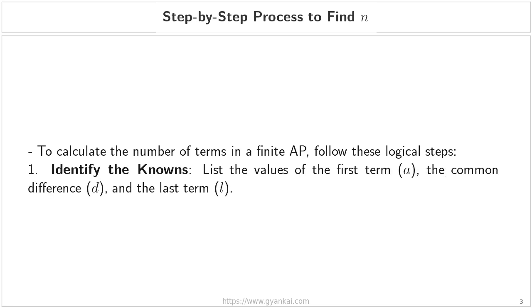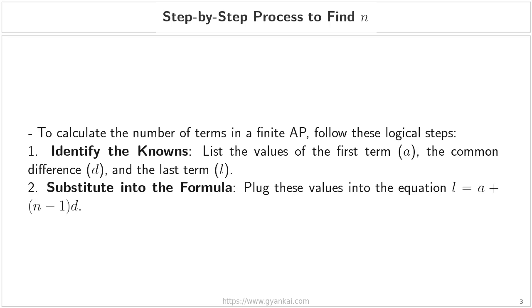First, you need to identify the knowns. Before you start any calculations, clearly list out the values you already have: the first term, which we call a, the common difference, d, and the last term, L. Having these written down prevents simple errors later on. Second, substitute into the formula. Take those values you just identified and plug them into our standard equation. That is, L equals a plus the quantity n minus 1, all multiplied by d.